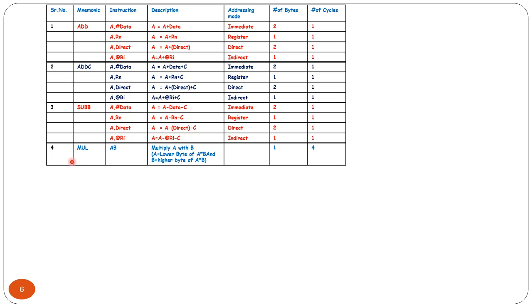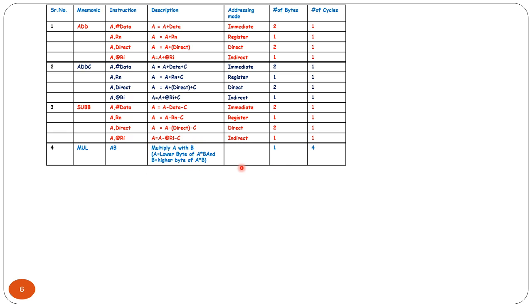Then instruction 4, MUL, multiply A and B, the content of B and content of accumulator multiplied. After multiplication, the result will be stored with the lower byte in the accumulator and the higher byte in the B register. So the higher byte of A into B will be stored in B register. In this way, this multiplication instruction executes.